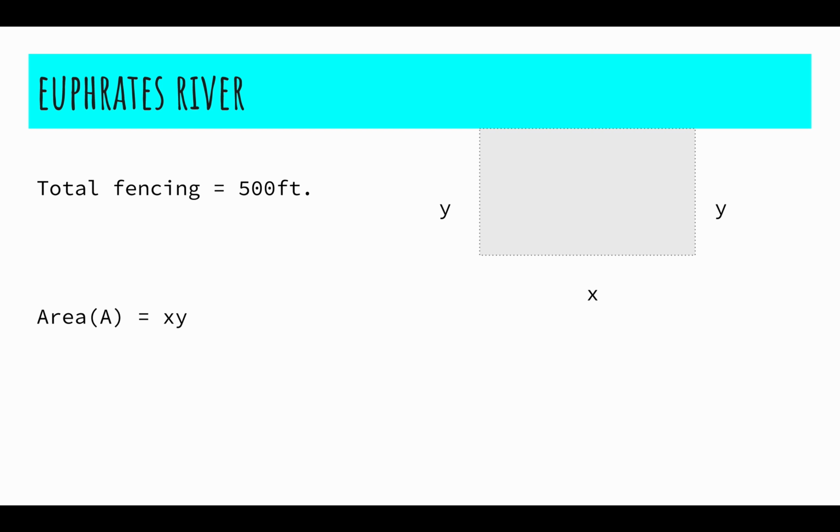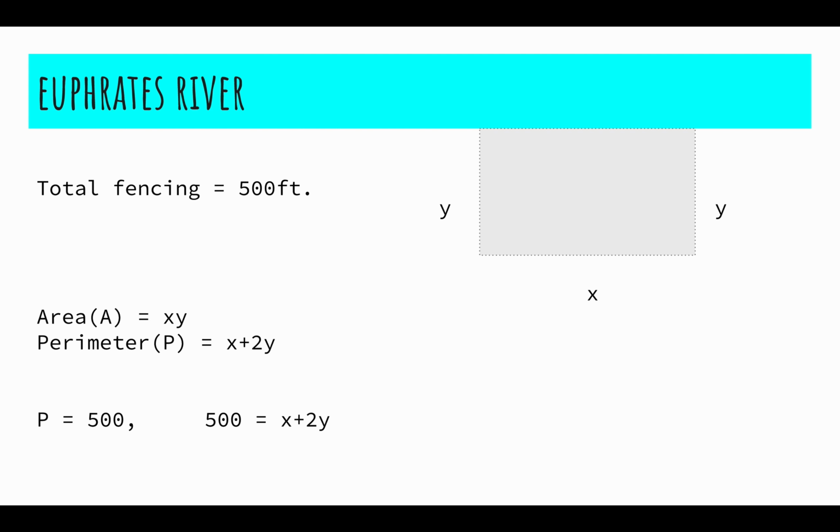Anytime we're dealing with optimization problems, you need two functions that are related to each other. Since we're given the amount of material and want to maximize area, we should use the perimeter and area functions. We'll call the area function our optimizing function and the perimeter function the constraint function. So our area function is given by the area is equal to x times y, and our perimeter function is given by the perimeter is equal to x plus 2y. Since we have 500 feet of fencing, we can plug in 500 for p.